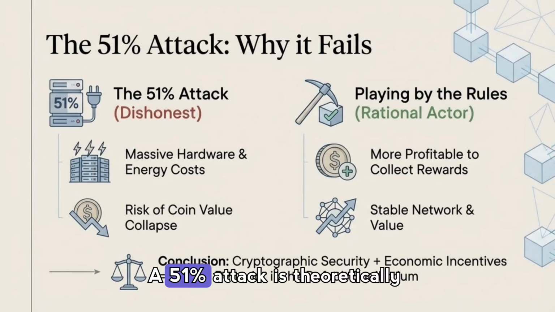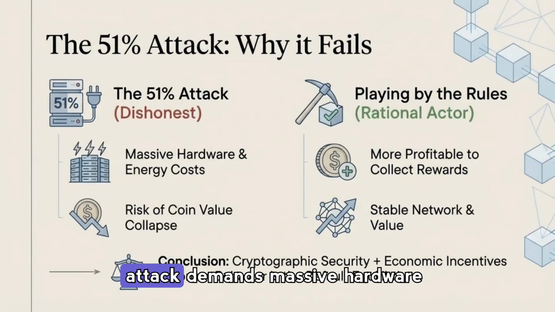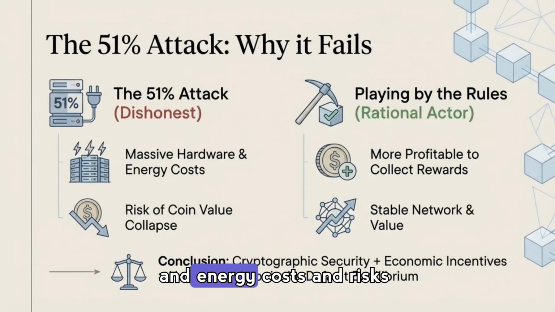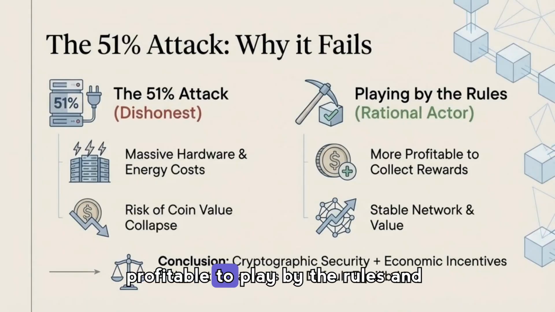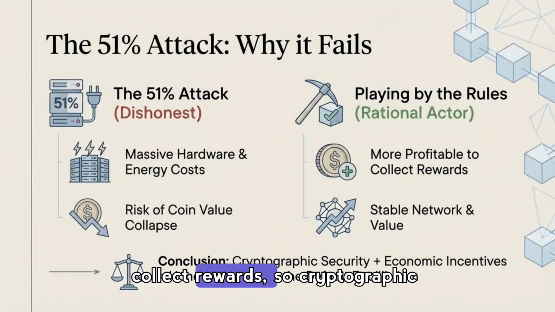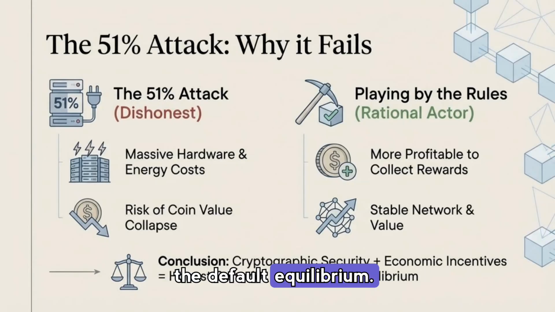A 51% attack is theoretically possible, but practically self-defeating. Mounting such an attack demands massive hardware and energy costs and risks collapsing the coin's value, which undermines the attacker's payoff. Economic incentives make it more profitable to play by the rules and collect rewards, so cryptographic security combined with rational economics makes honest behavior the default equilibrium.